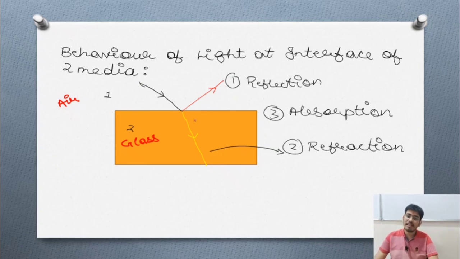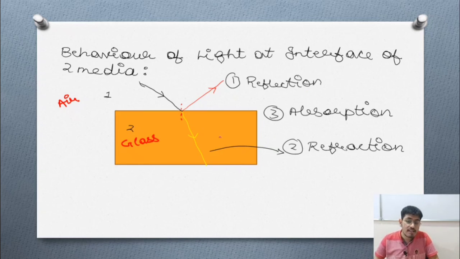First thing is basically known as reflection. Some part of the light will travel in the same medium but with a change in direction. The light was coming from this particular side, and now the light is traveling in the same medium. It is not going inside the other medium, but it is traveling in the same medium with a change in direction. Because the light is traveling in the same medium, this thing is known as reflection.